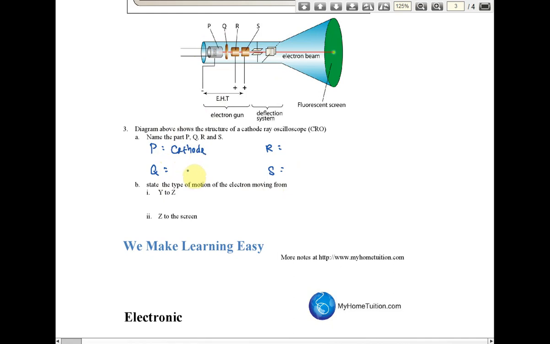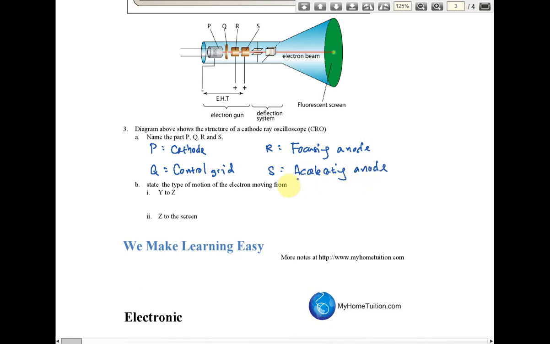Cathode. Q is the grid or control grid. Okay, control grid. R and S are both anodes. The first one is the focusing anode, followed by the accelerating anode.